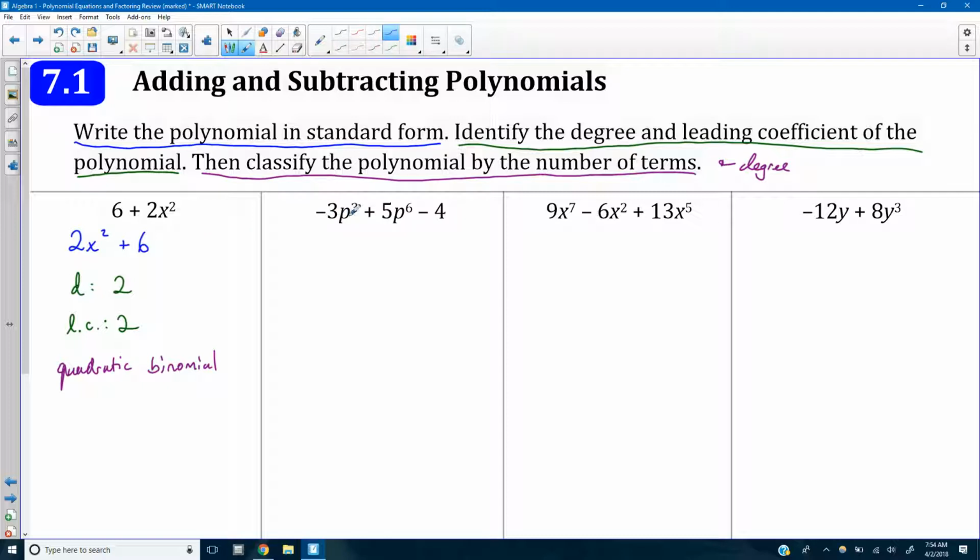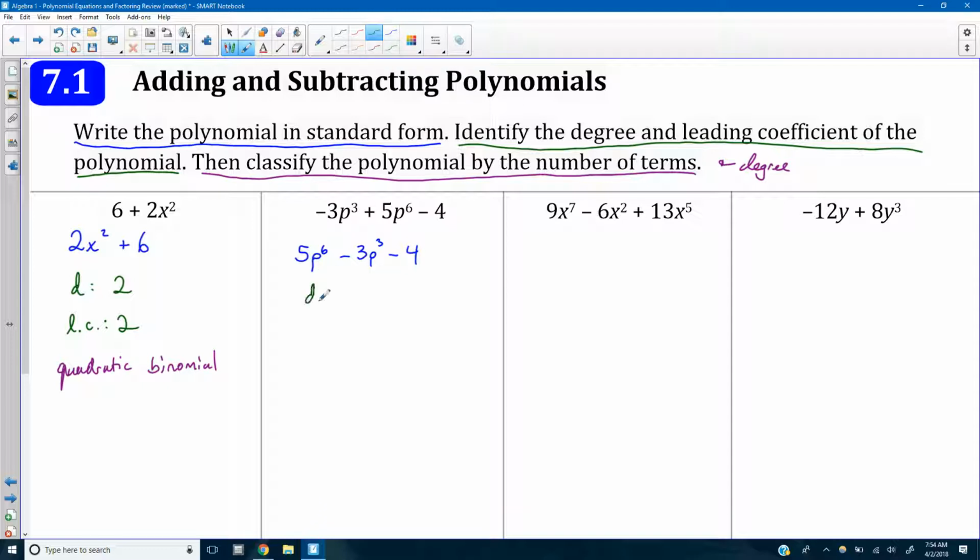We have negative 3p cubed plus 5p to the 6th minus 4. This has degree of 3. This has degree of 6. This has degree of 0. So I'm going to go ahead and write that 5p to the 6th first. And then I'm going to write minus 3p cubed, not because there's a minus right here, but because there's a minus in front of the 3p cubed. And then the minus 4 there. That is the polynomial written in standard form.